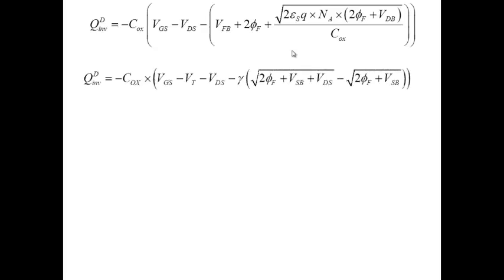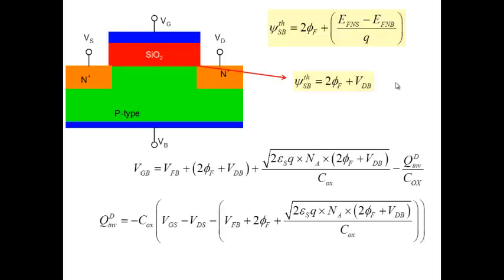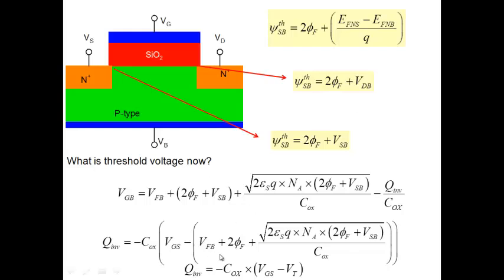I can take this and rewrite this big equation that you see here. I can write it as Q inversion on the drain side is minus Cox times VGS minus VT minus VDS minus gamma plus this term. I can write it in terms of VT. Where was VT defined? At the source end. So when we define VT in a MOSFET, although we know VT will be different at different places, we define VT at the source end always. It's always with respect to the source end.